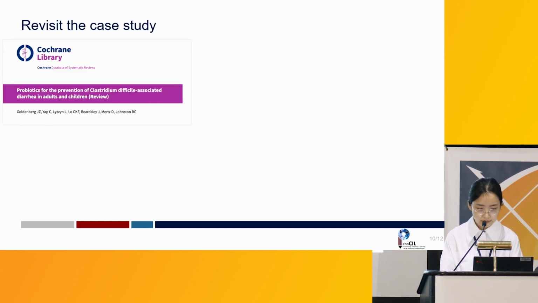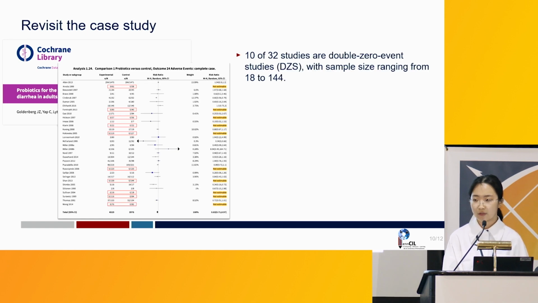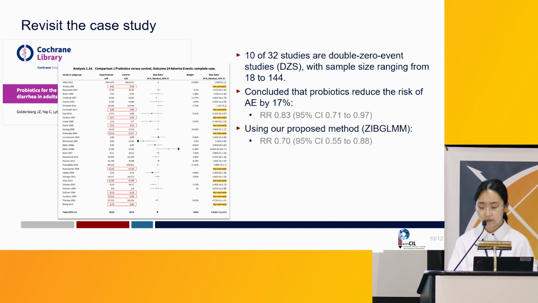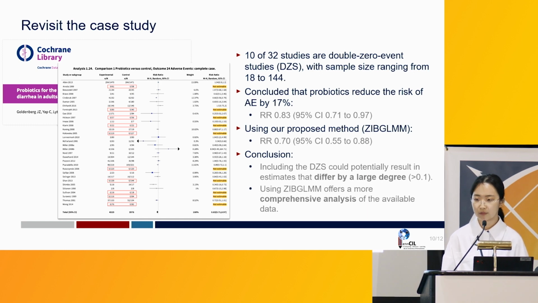Now let's revisit the case study. Recall that 10 of the 32 studies are double zero event studies with sample size ranging from 18 to 144. In their original analysis, the authors excluded those 10 double zero studies and concluded that probiotics reduced the risk of adverse events by 17% with an RR of 0.83. Using our method, we included the double zero studies, and the RR we obtained is 0.70. So our conclusion is that including the double zero studies could potentially lead to estimates that differ by a large degree, i.e. greater than 0.1.